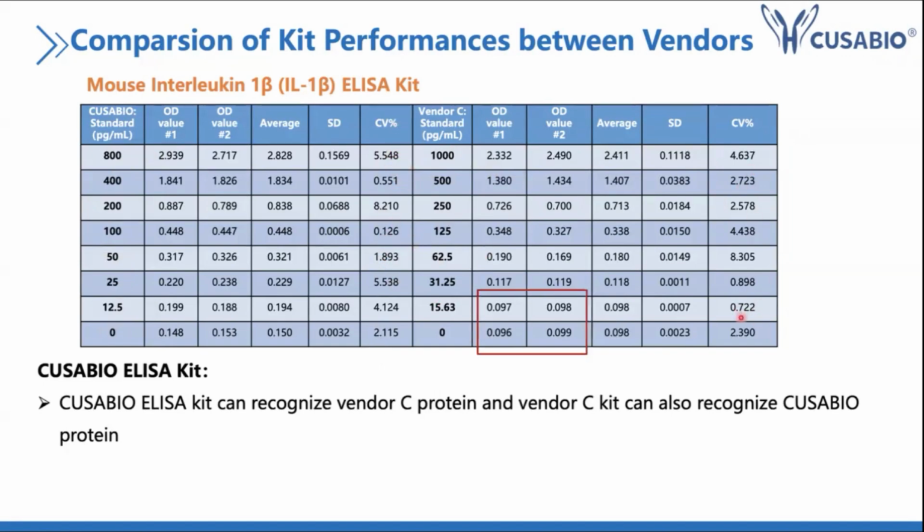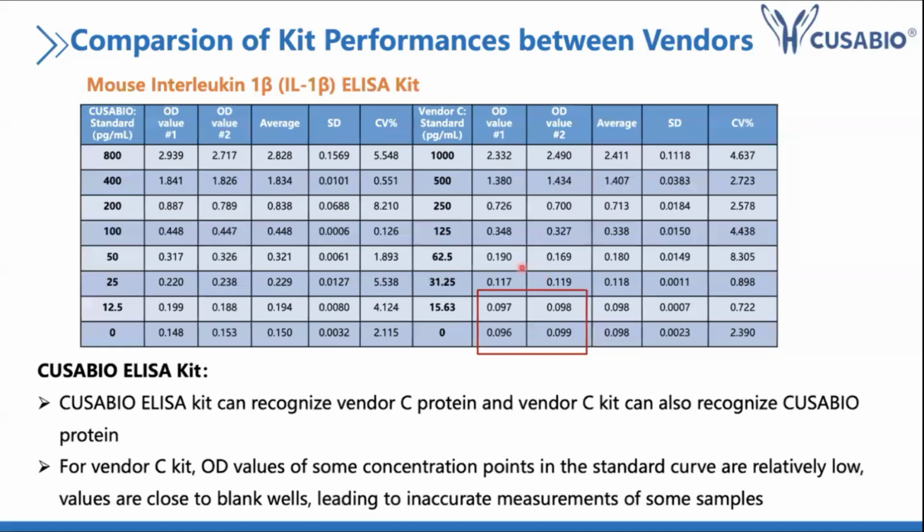But in addition to the CV, we found that for the vendor C protein, the OD values, especially in the low concentration group, are pretty low. The values are very close to the blank wells. And I think this will lead to some inaccurate measurement of some samples. So I think this is not that good.